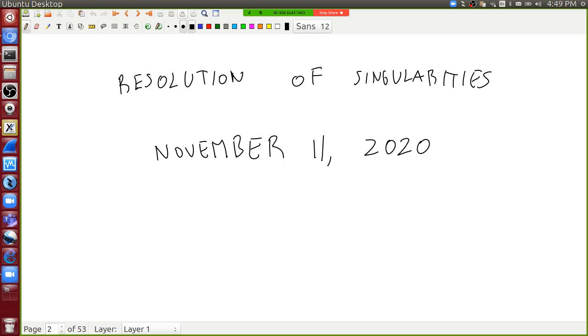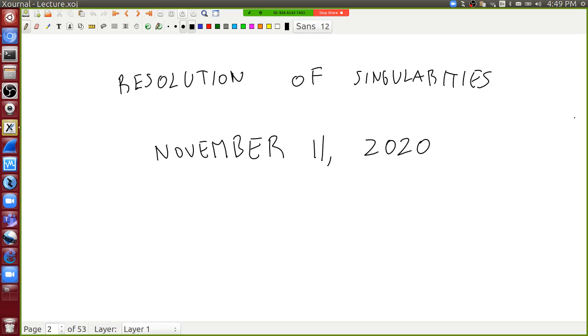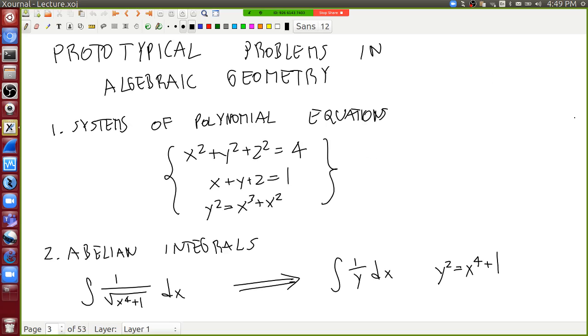Resolution of singularities is my topic this afternoon. It's a topic in algebraic geometry. A little sluggish, I wonder why that is. Okay, so just to set the stage, what is algebraic geometry? What are we talking about?